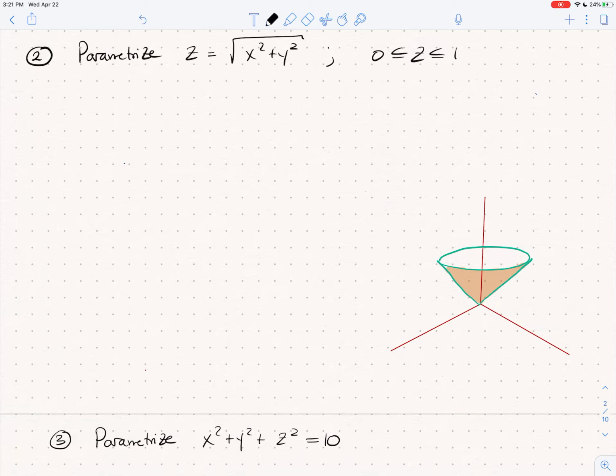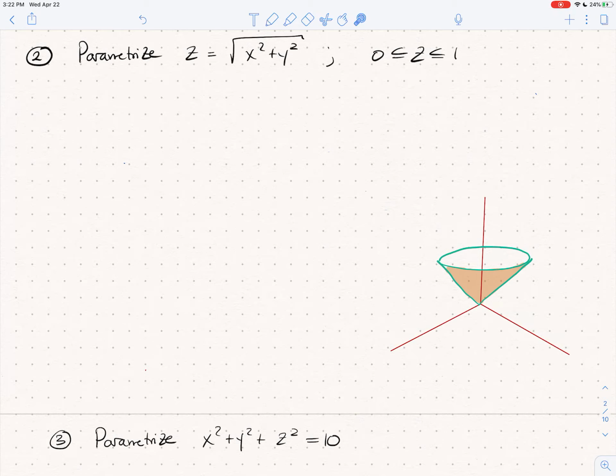So for our next example, we want to parameterize this cone. I've gone ahead and graphed the cone for you. Hopefully you recognize that graph at this point in your calculus career. So again, I see symmetry around an axis. I see symmetry around an axis, so I'm going to try and use cylindrical coordinates.